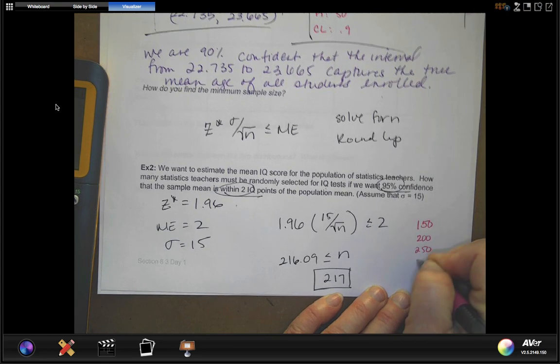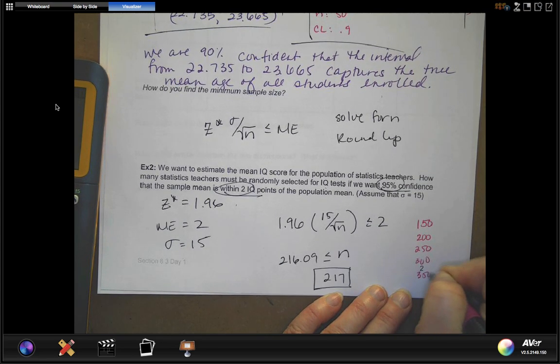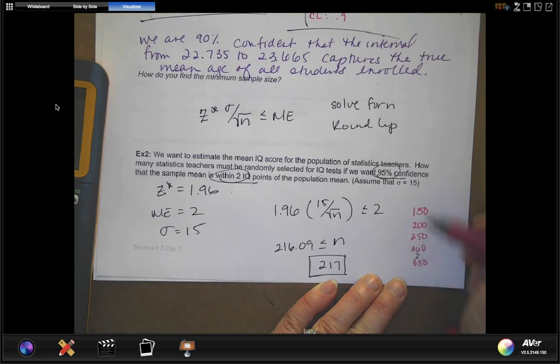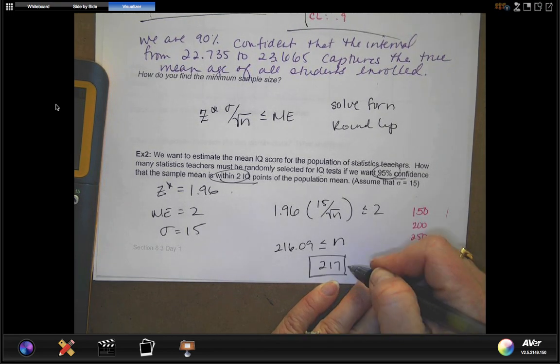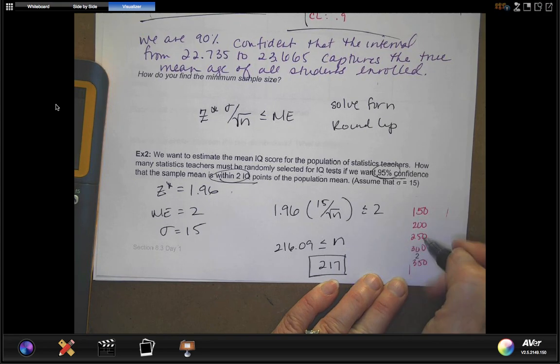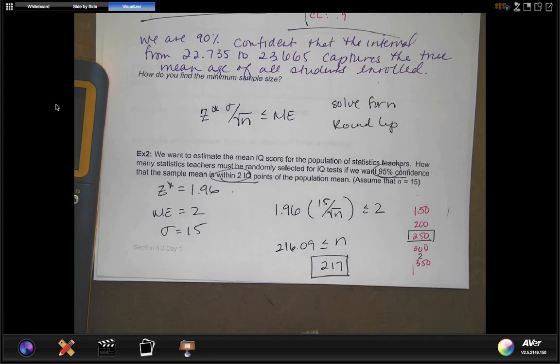But just realize that sometimes what they do in multiple choice questions is they don't give you that exact number. But like out of these choices right here, which one is the minimum sample size I could use? So I know I'm allowed 217. So out of these, if I only had these 5 choices, I'd pick 250 because that's the minimum I can use out of those choices.